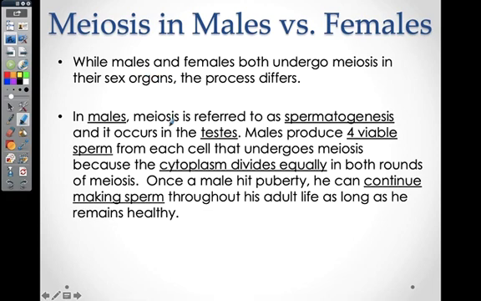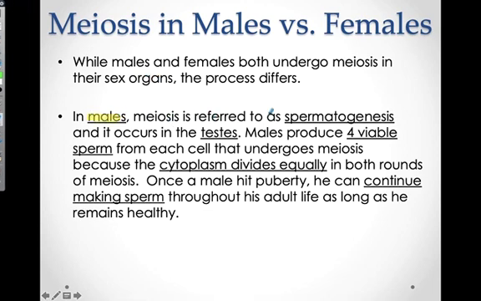All right, so in males, it's called spermatogenesis, which should make sense because it's forming sperm, and it occurs in the testes of the male. It produces 4 viable sperm. That means 4 sperm that can actually be used for each cell that undergoes meiosis. The reason you end up with 4 functional sperm cells is because the cytoplasm divides equally in both rounds of meiosis.